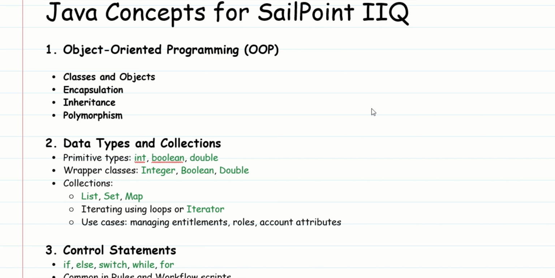So why Java is important for SailPoint IIQ is that SailPoint IIQ is a Java-based application deployed on Java application servers like Tomcat, and customization, logic handling, and provisioning rules are written using BeanShell, which is a Java-like scripting language. So Java can be utilized in customizing UIs.